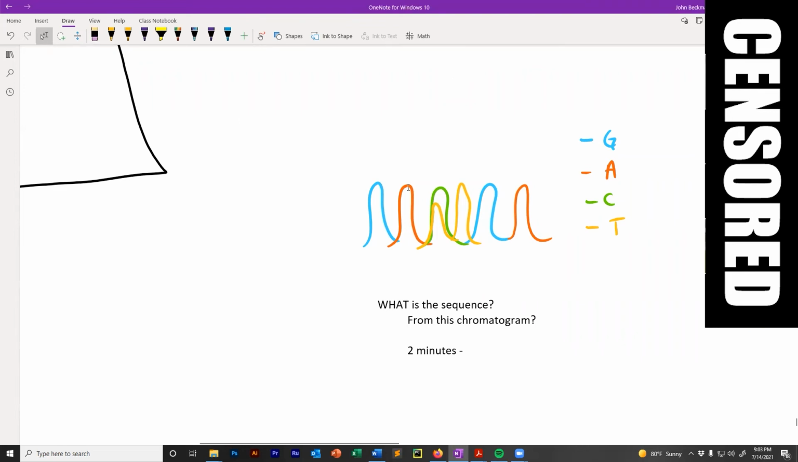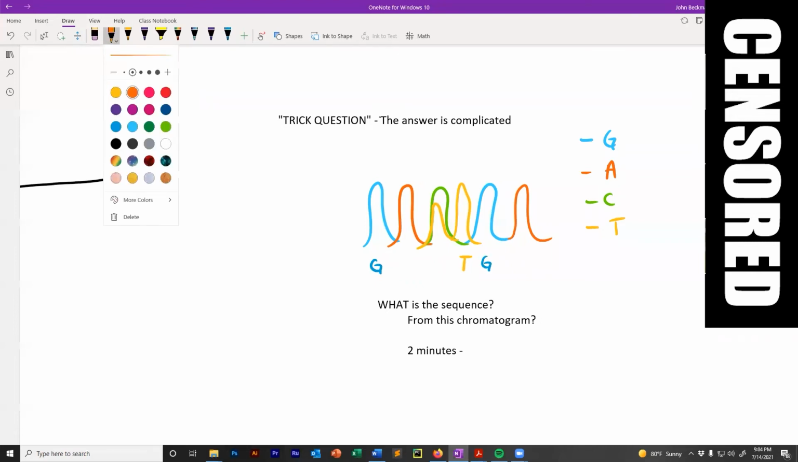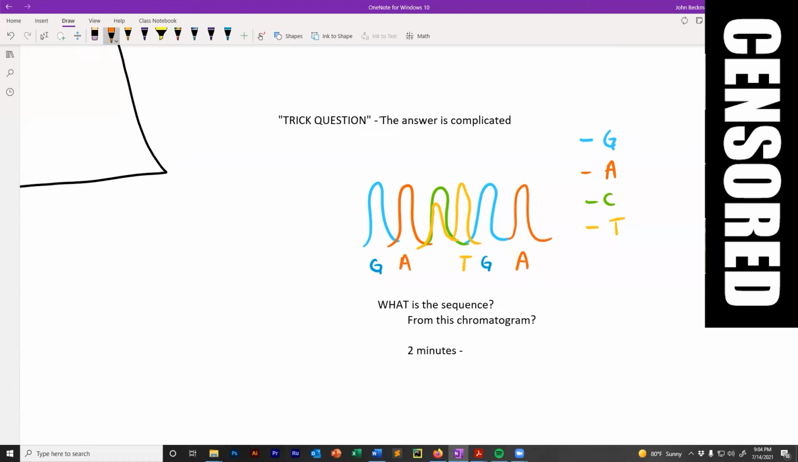This is kind of a trick question. In English, a trick question means that the answer is complicated. So we would think that, let's see, here there's a T, here there's a G and a G. Here there is an A. But what about this spot? There's actually both. At that spot, there is both C and also T in the sample.